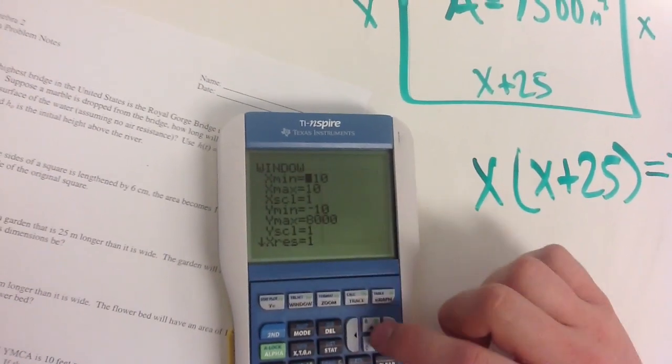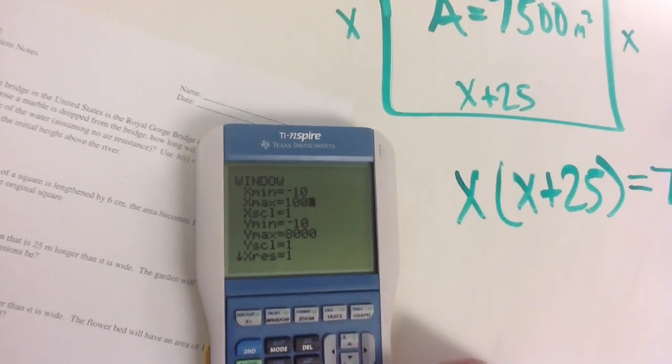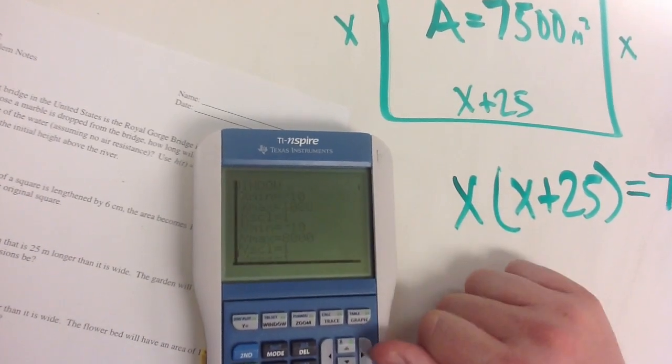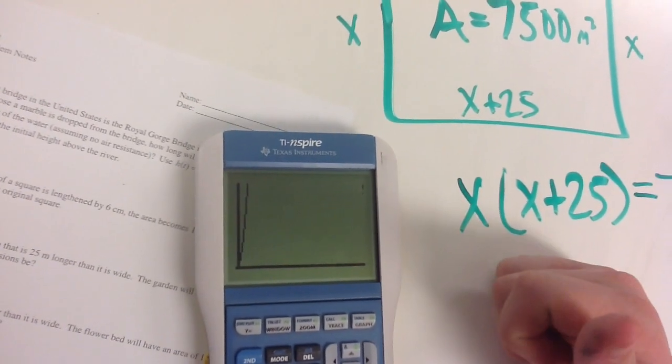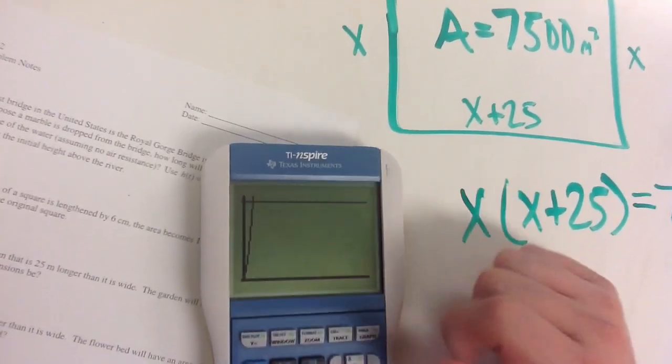So I'm going to go back to my window and choose something a lot bigger for my X max. Let's change that to 1,000. Probably overkill, but it'll do the job. There it is. My intersection is right up there at the top left of my screen.